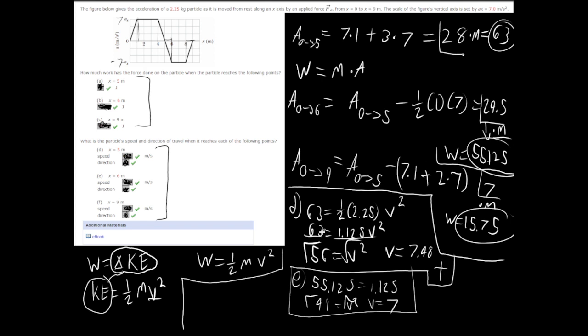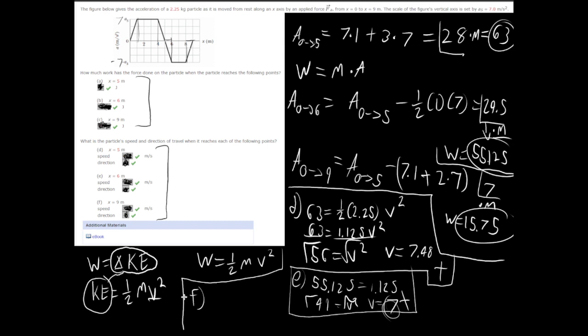Okay, so now that we have E, we might have room for F. And the direction, oh yes. Velocity of 7. I guess this is where we would know if it's positive or negative. That's a positive number, so I'm going to say positive direction. That's my justification. It could be wrong.